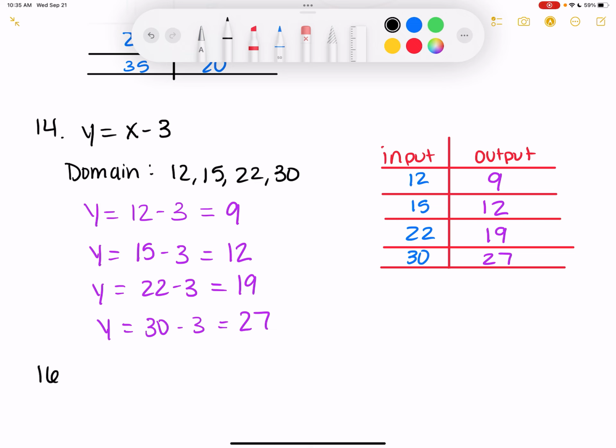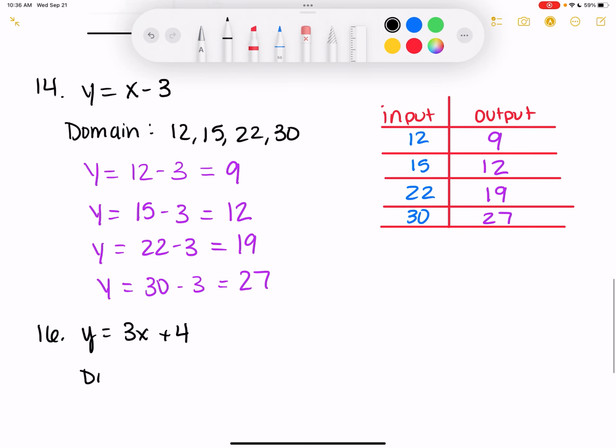Number 16. We've got y equals 3x plus 4, okay, and they tell us that the domain values are 0, 5, 7, and 10. So we're going to be doing the same thing we did in the last one, but the difference with this one is that we have to multiply the x values by 3 first, then add the 4, to follow PEMDAS rules. So I'm going to go ahead and make my table over here.